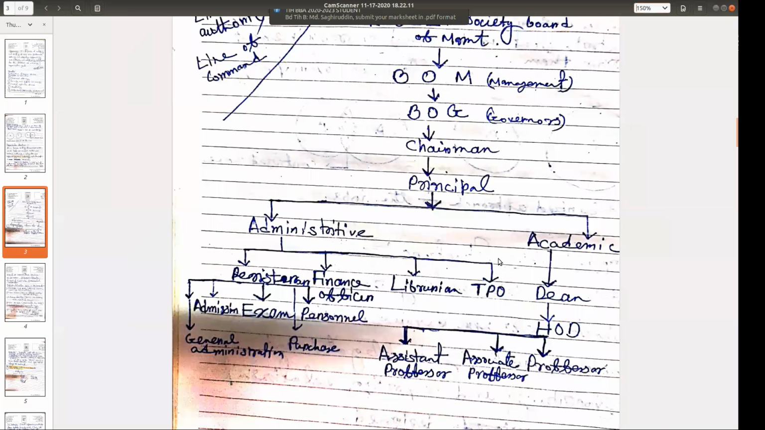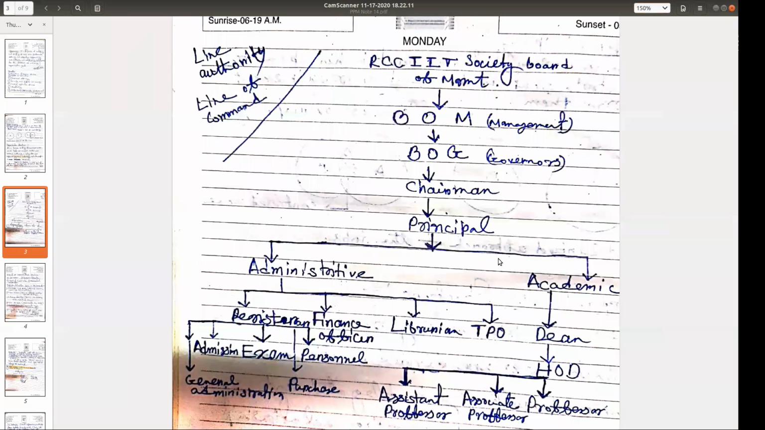Suppose this is an example of a college or institute, an educational institution. So here on the top, you can see the particular organization is registered under some society. Under the society, there may be a board of management or somebody or a team. Next, under them, there may be a board of governors. Under them, there may be a chairman, there may be a principal of the college.